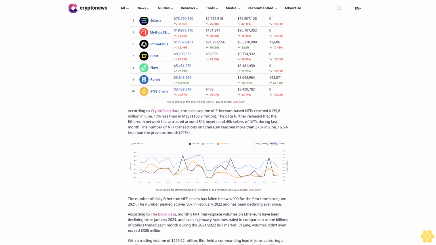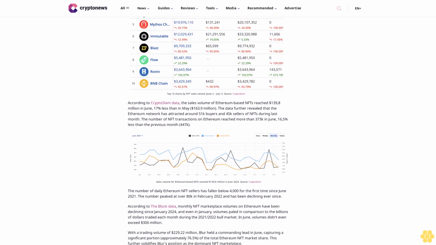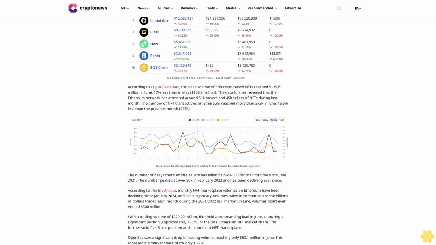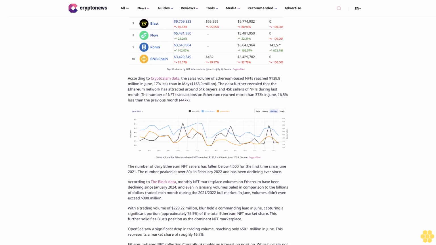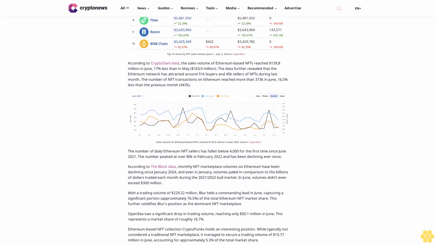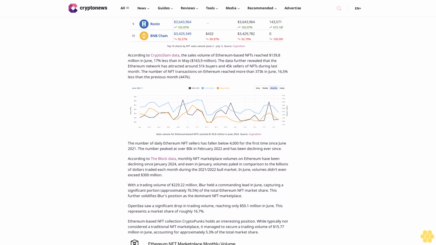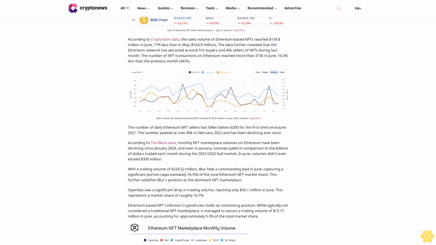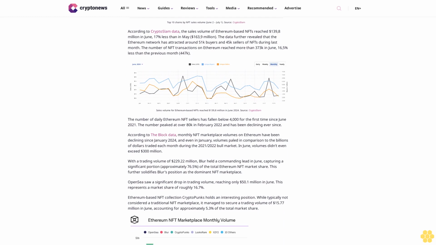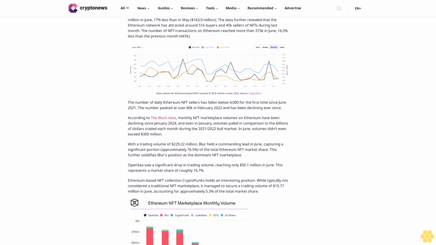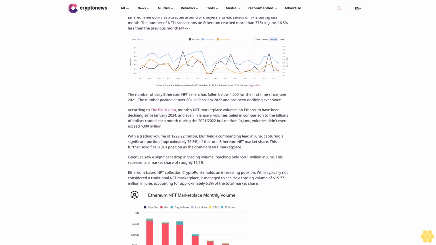Ethereum NFTs. Global NFT sales volume reached $462.1 million in June, a decrease of 25% from the previous month. Ethereum once again set the ranking in NFT sales volume, but it experienced a significant downtrend like Solana and Bitcoin-based NFT collections. According to CryptoSlam data, the sales volume of Ethereum-based NFTs reached $139.8 million in June, 17% less than in May.